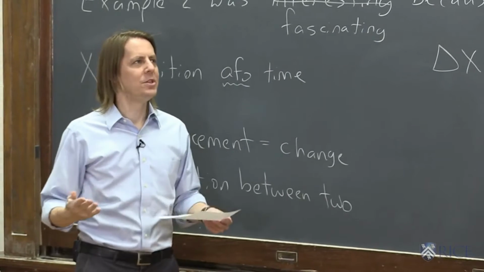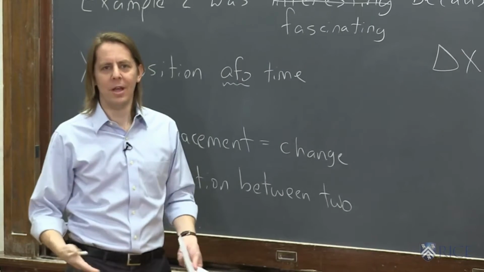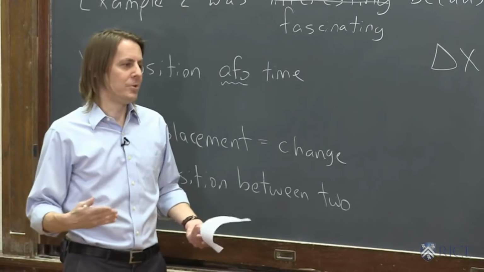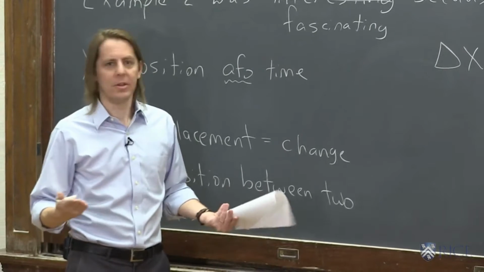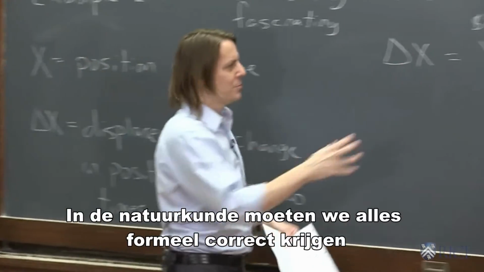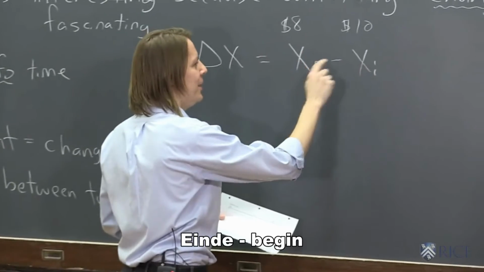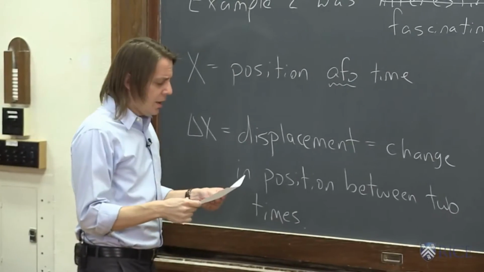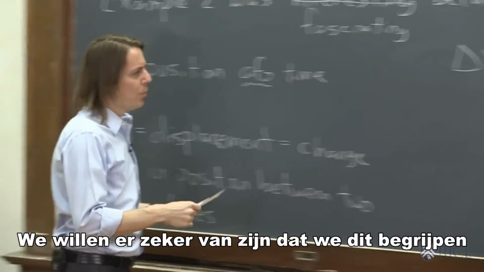In language, we have words that mean the negative sign. I just blew $2, or I just lost $2. Or I just dropped 2 G's on some dubs for my Civic or something like that. So in that case, dropped means it's negative. But in physics, we have to get everything formally correct. Final minus initial, the numbers can be negative. Okay? Let's see. So we want to be sure we understand this.